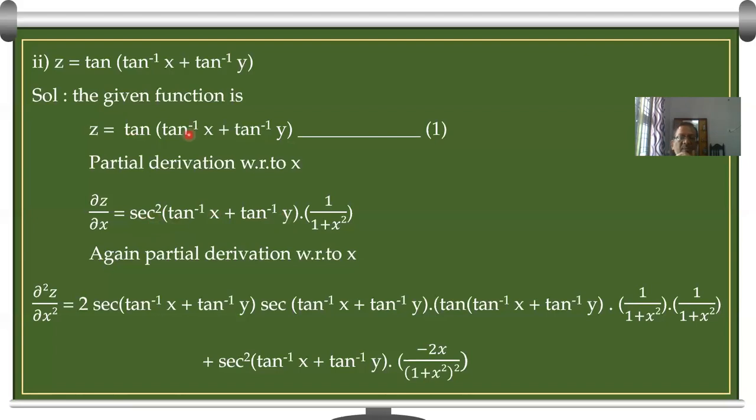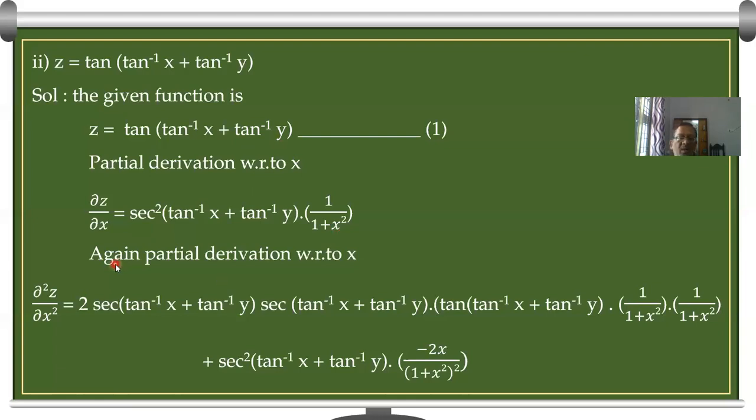After that, I am operating partial differentiation with respect to x for the inner function. The derivative of tan inverse x is 1 by 1 plus x square. And what about tan inverse y? It is a constant value. Why is it a constant value? Because we are operating partial differentiation with respect to x. Therefore, here it is equal to 0. Therefore, 1 by 1 plus x square is the solution.